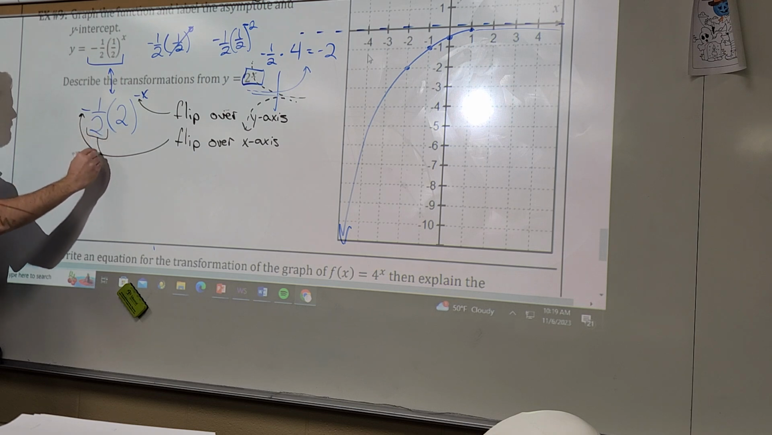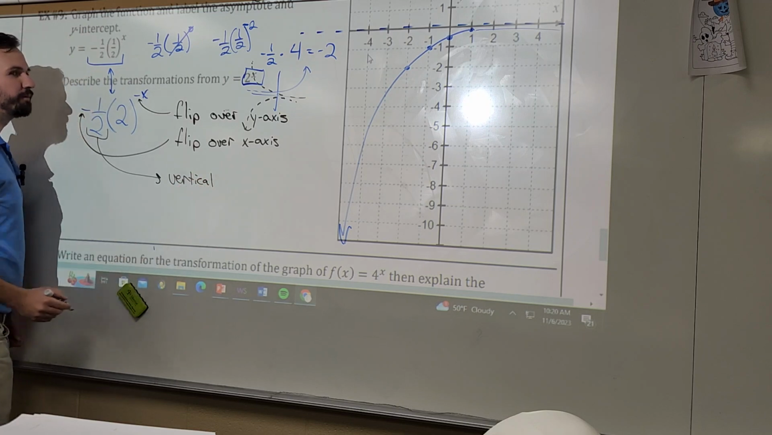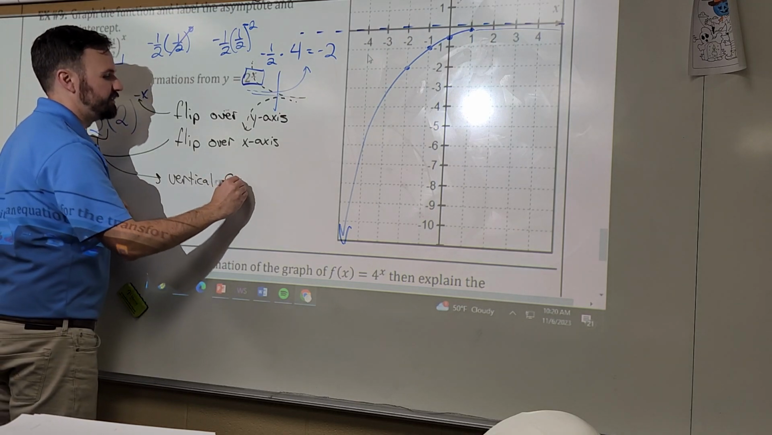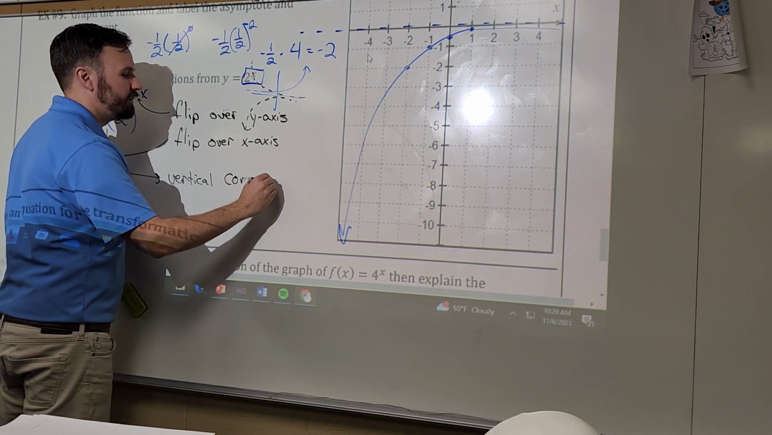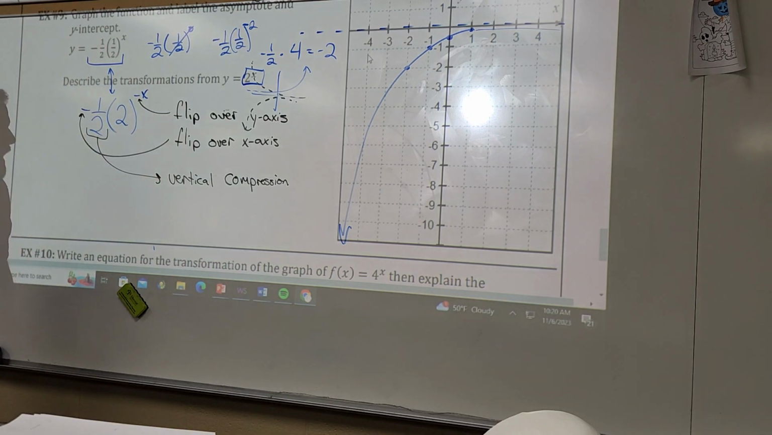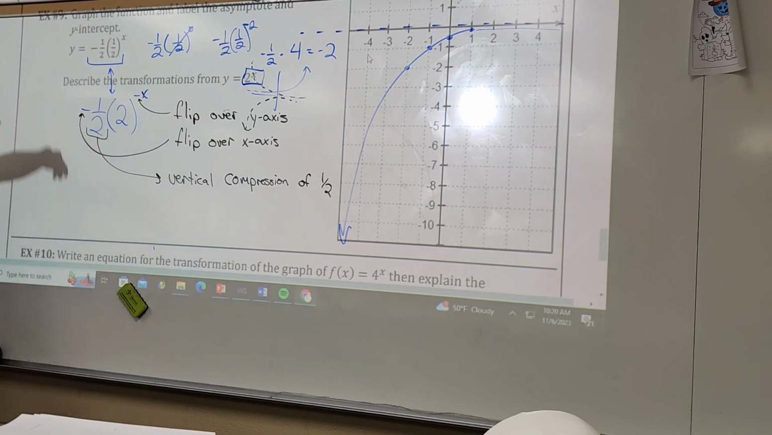What else do I need? What would this do? Vertical is a stretch, shrink, compression. It's in front, right? So remember, stuff that's in front does what you think it does. So this would be a vertical compression or shrink. Or could I also use the term dilation of a 1/2, vertical compression? So that means we're making it shorter and fatter. And did we do that? Our other one jumped up quicker, right? This one took a little bit more time.